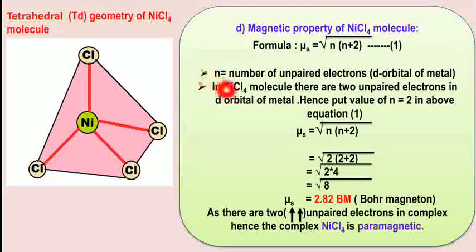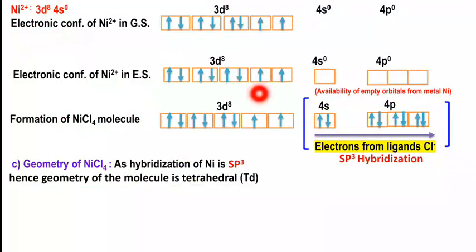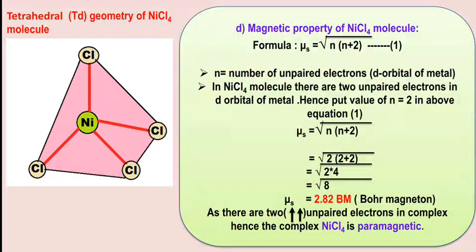So what is that n? The number of unpaired electrons. You can see the d orbital to count the number of unpaired electrons. In the NiCl4 molecule there are 2 unpaired electrons in the d orbital of the metal. Hence we will assume the value of n as 2. You can see that the 2 unpaired electrons are here. Just count the total number of unpaired electrons; unpaired electrons are 2. So here you can put the value of n as 2. So the formula is mu s equal to square root of n into n plus 2. That is equation 1. So put the value of n as 2 in this formula.